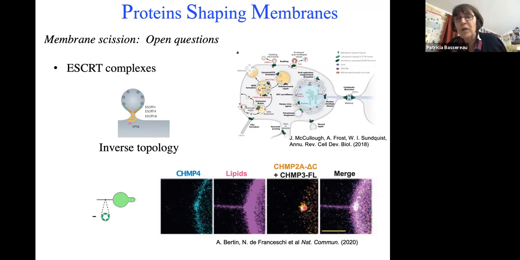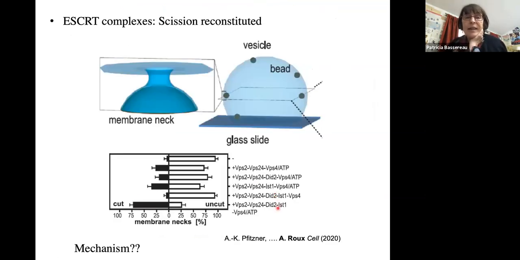Bhm also has been interested in this fission process, and recently he published a paper in Cell where he has mimicked the neck of one of these structures. It could be an HIV. He used a bead in contact with a vesicle, which eventually has been wrapped by the membrane, and they form a neck.